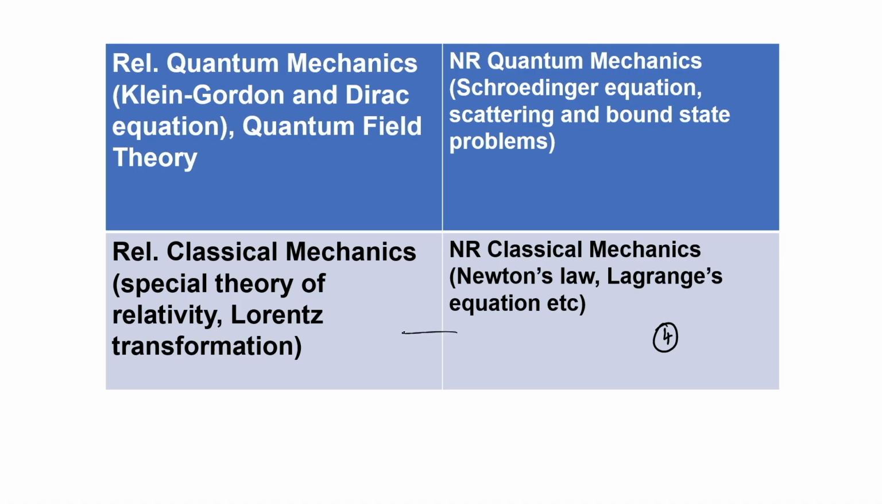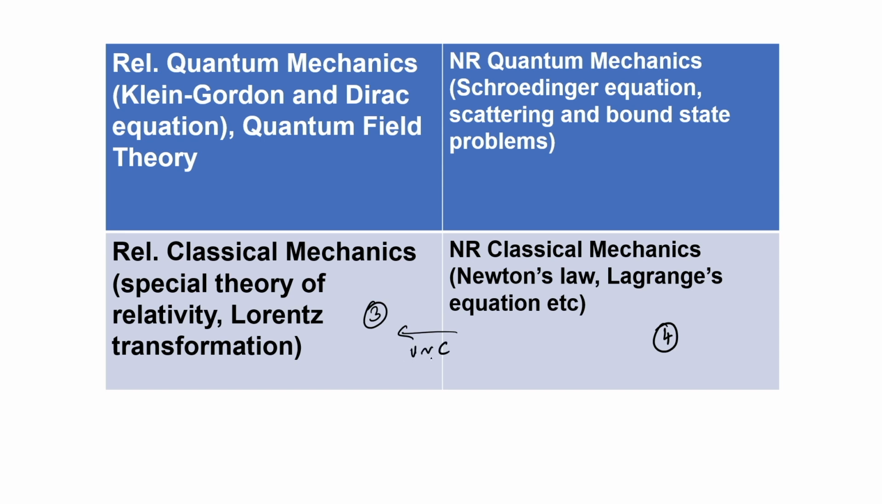And Lagrange's equation further gives exactly which path is taken by the particle, because the action is an extremum along that path only. And then we went to relativistic classical mechanics, that is, we came to this quadrant in the limit that v is comparable to c.